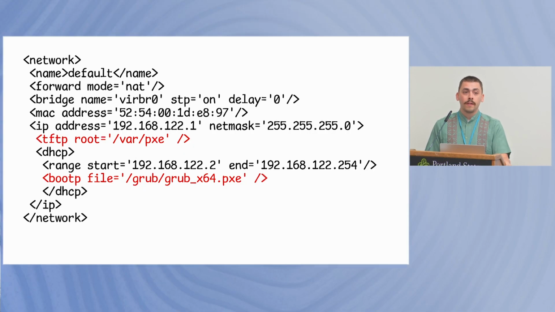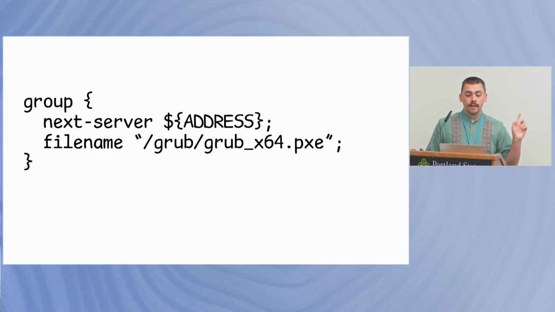If you have more of a real network infrastructure and you're using something like ISC DHCPD like I do, you will need to provide it with that server and the file. Here is a config snippet that will accomplish exactly that. Obviously replace the address with whatever your server address is, but we'll be serving it the grubx64.pxe file.